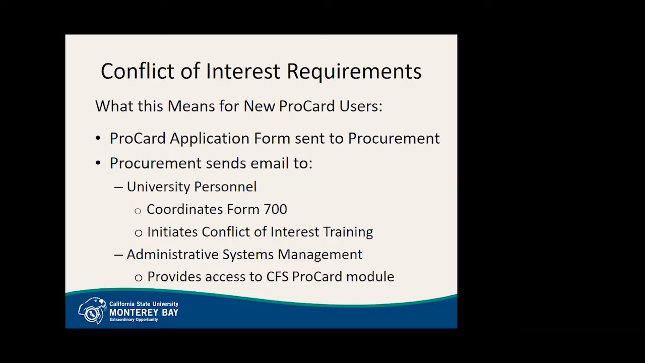And that's the last time you have to fill this out. Some of you have to fill this out just because of your regular job within the university. Doesn't matter whether you have a Pro card or not. You just have to fill the Form 700 conflict of interest out.